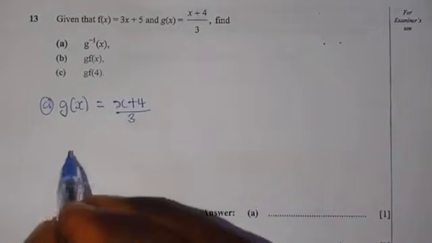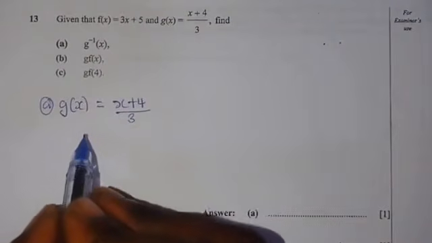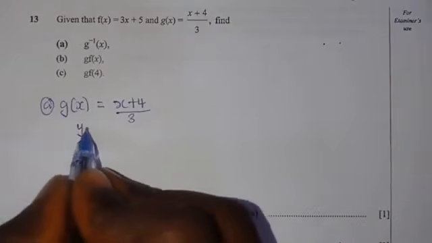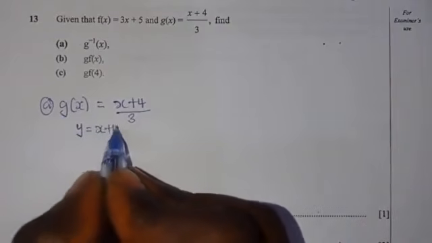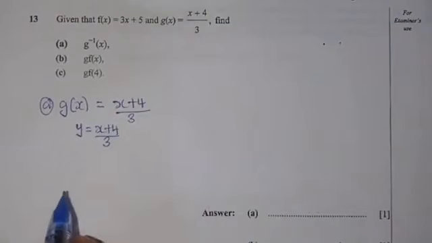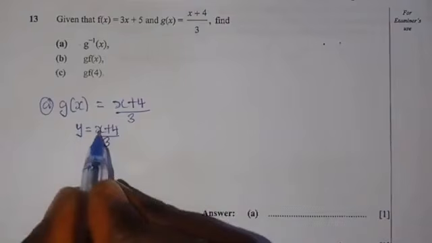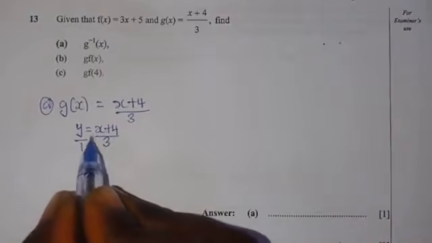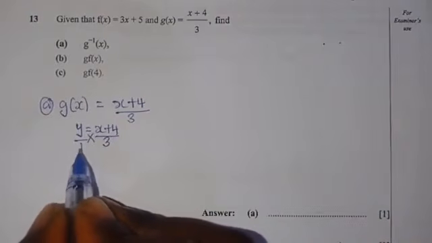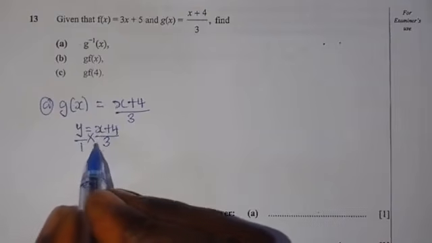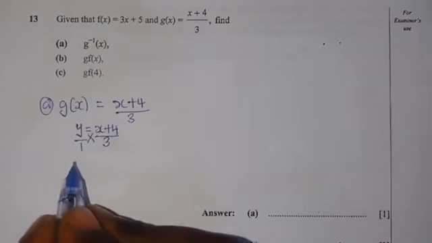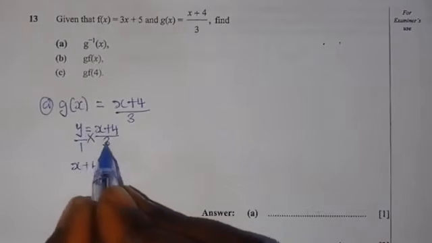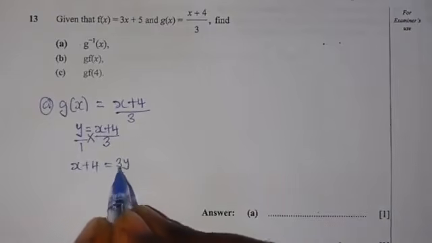So after writing this now, we are going to introduce a variable that will replace g(x). So we introduce y equal to (x plus 4) over 3. Then from this stage, you are going to make x the subject of the formula. So we are going to divide this side by 1 so that we can cross multiply. So 1 times x plus 4, we are still going to get the same thing, which is x plus 4 is equal to y times 3, we get 3y.